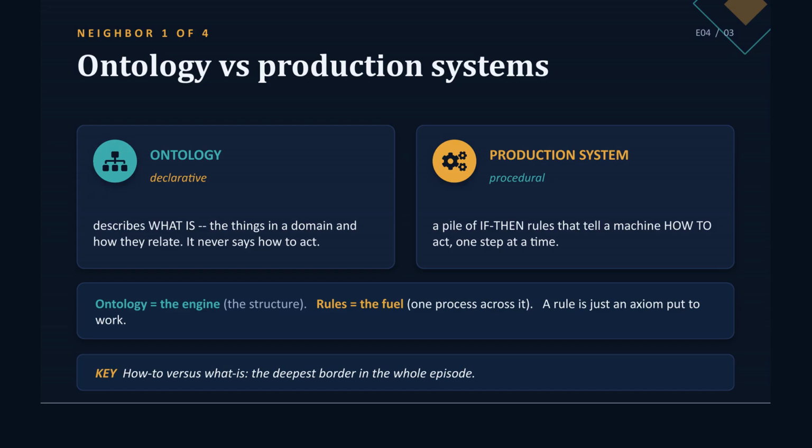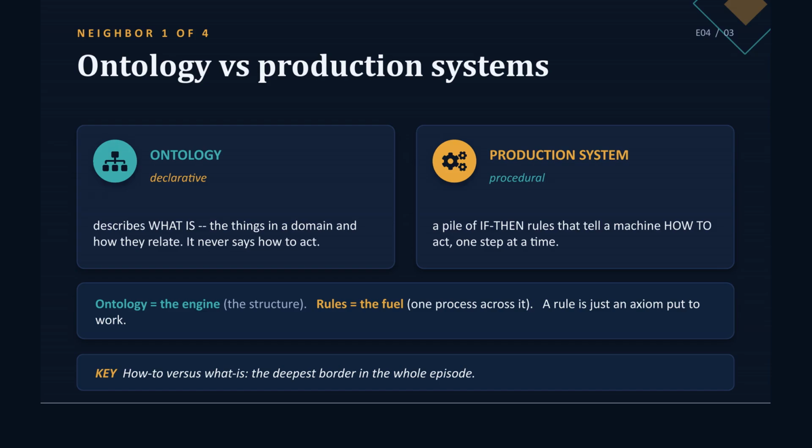A production system is procedural. It is a pile of if-then rules that tell a machine how to do something, step by step. An ontology is declarative. It describes what is, the things in a domain and how they relate, without ever saying how to act on them. How to, versus what is.